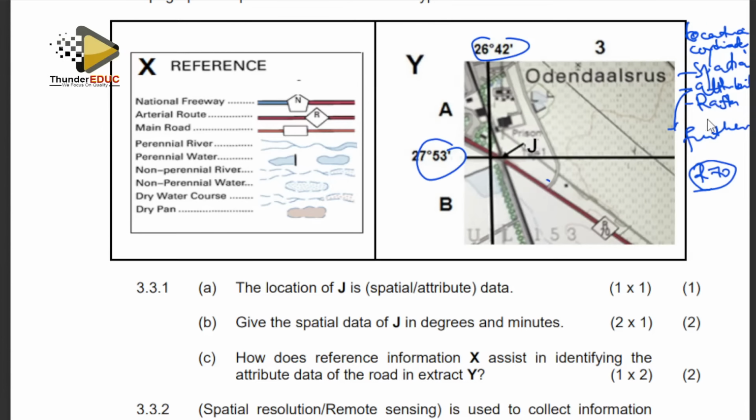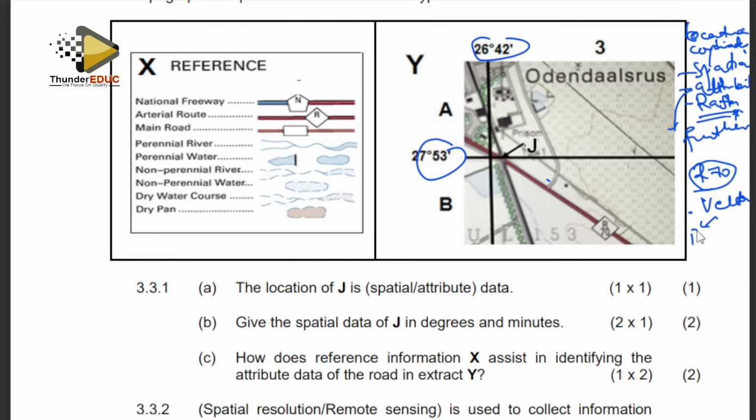Then we have raster data. Raster data is data in the form of pixels, which is now an image. So here we look at pixels, image. For example, an orthophoto map is an example of raster data. Then we have vector data. What is vector data?